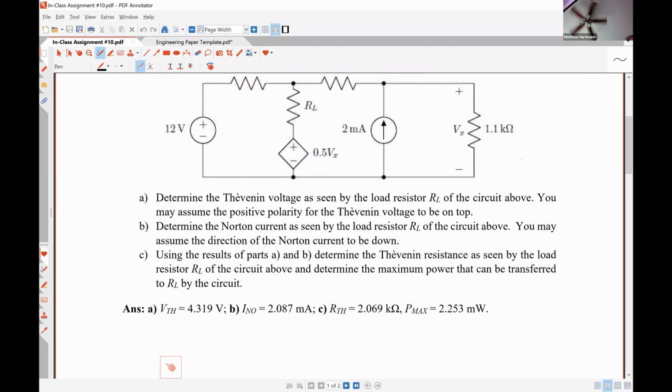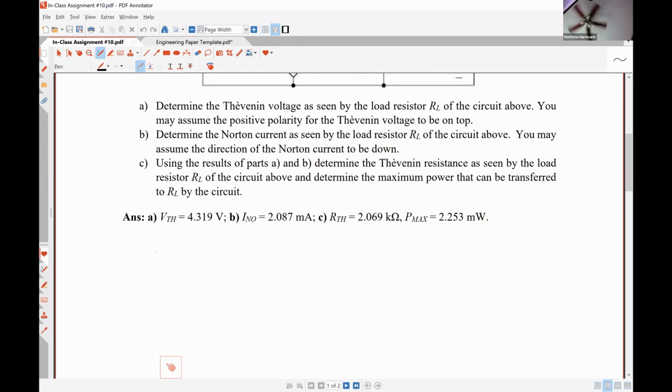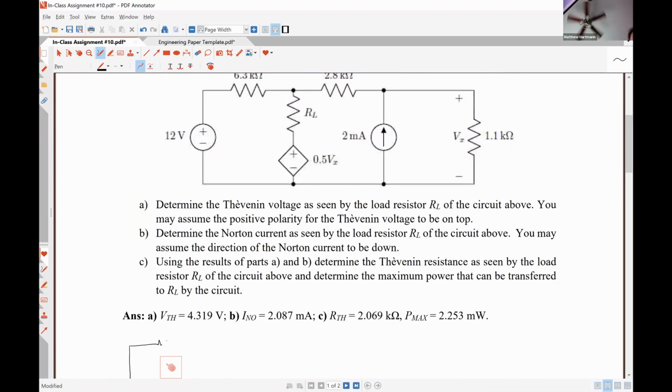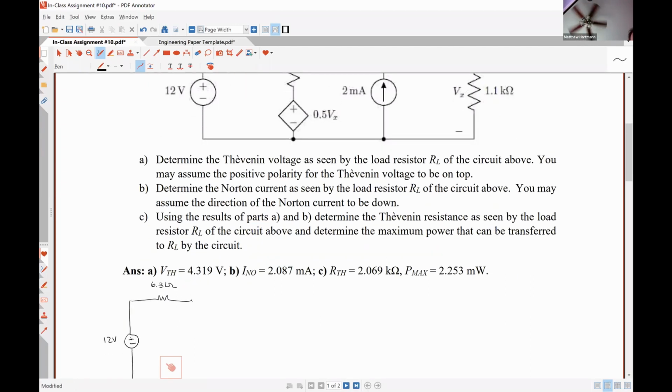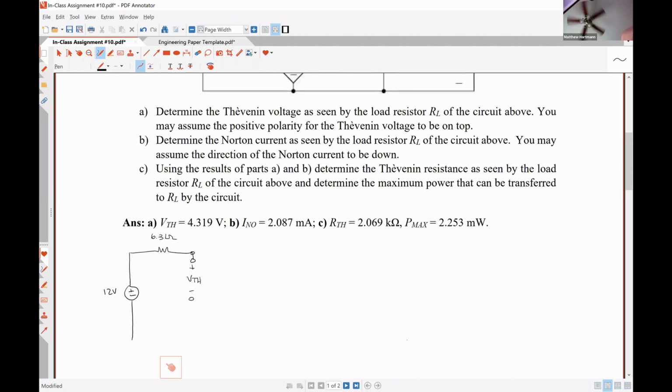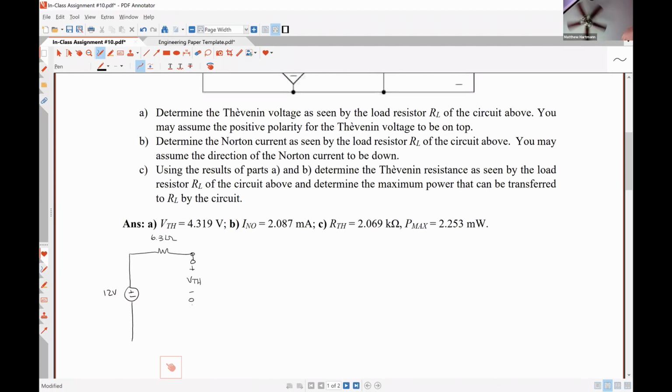So let's see, I have a 12-volt source, 6.3 kilo ohm resistor. Since I'm finding the Thevenin voltage with respect to the resistor RL, that means I take it out of the circuit. So there's an open circuit terminal where the resistor RL was, and those open circuit terminals are what's going to give me my Thevenin voltage.